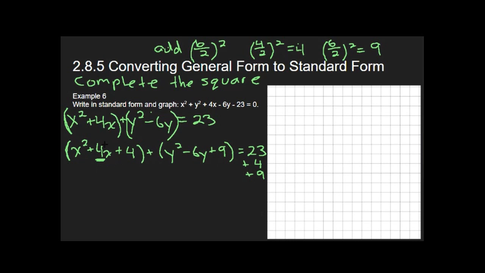Now, because we completed the square on this, we know that this is a perfect square and this is a perfect square. So we're going to factor that out into (x plus 2) squared plus (y minus 3) squared, and then we're going to go ahead and add 23 plus 4 is 27 plus 9 is 36.